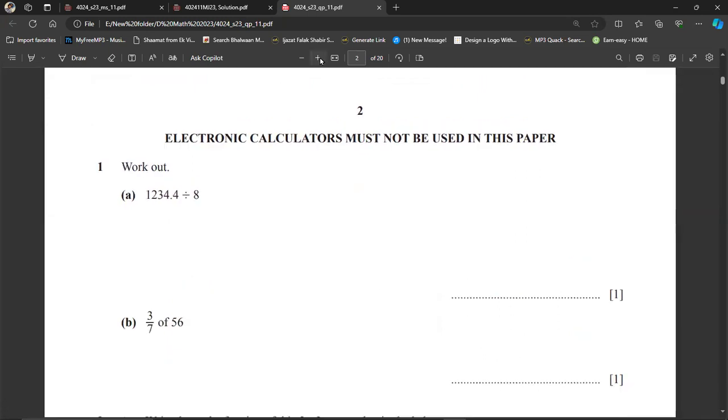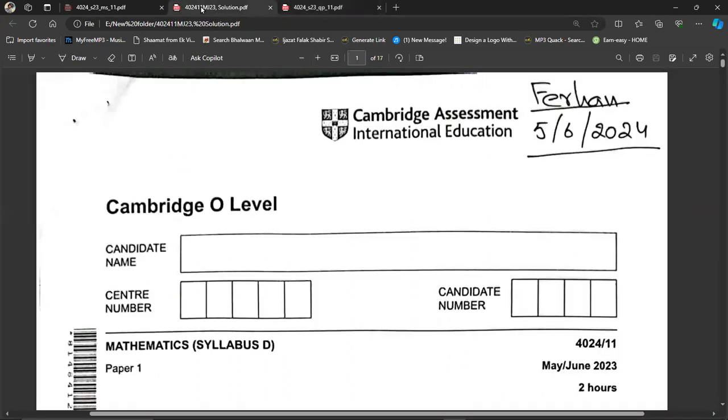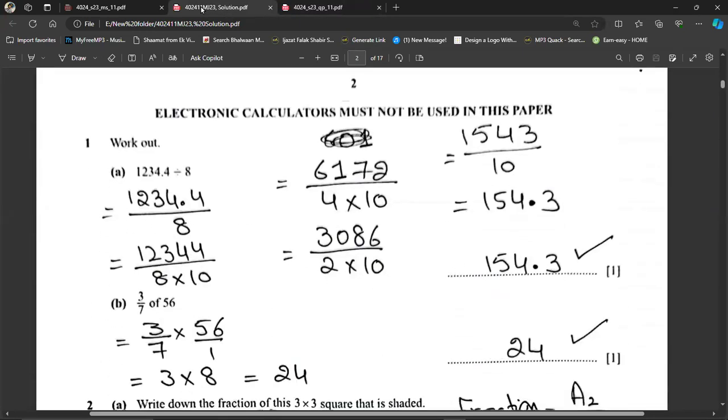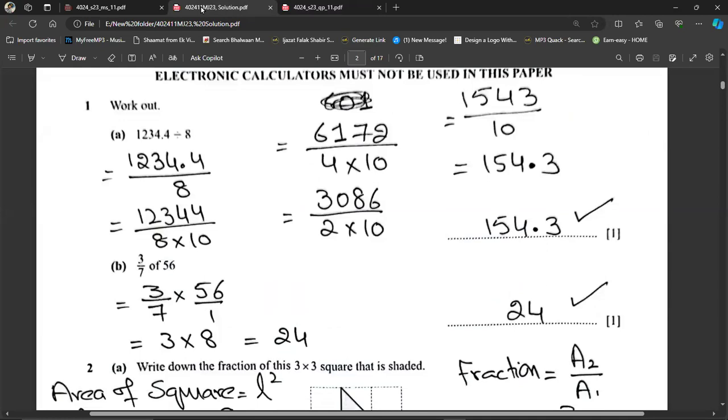So here he says, work out. Part A is 1234.4 divided by 8. So here is the solution. You can see I have written it in the form of a fraction. Then I have removed the decimal. So in the place of the point, I will put 1, and after the decimal there is 1 digit, so I will put 10 downstairs.